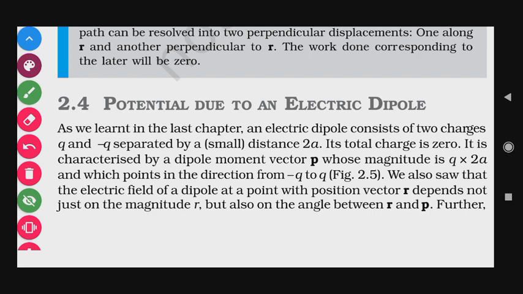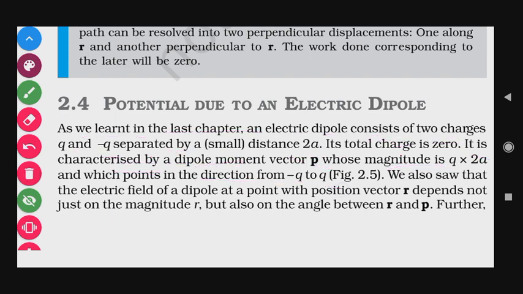In our previous video, we talked about the potential due to a point charge. So let's start. As we learned in the last chapter, an electric dipole consists of two charges, q and minus q, separated by a small distance 2a. Its total charge is 0, obviously, because the minus q and plus q charges are on the dipole. It is characterized by a dipole moment p whose magnitude is q times 2a, and which points in the direction from minus q to plus q.